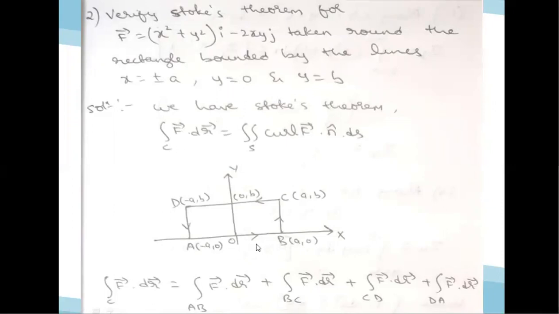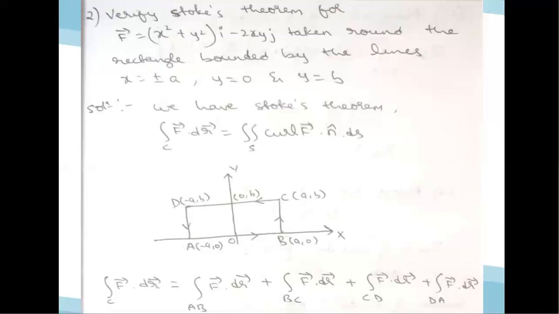Next, we have the line y is equal to 0. So y is equal to 0 means x-axis. On the x-axis, y points will be equal to 0. That is why the x-axis is y is equal to 0. And lastly we have y is equal to b. On the positive y-axis, somewhere I'll consider a point y is equal to b. On this point, if we draw a line parallel to x-axis, then that line is called y is equal to b. So this is y is equal to b, this is x is equal to a, this is y is equal to 0, and this line is x is equal to minus a.